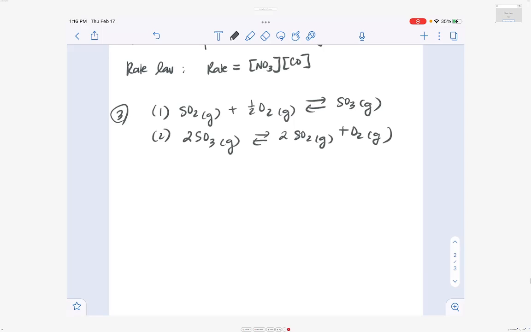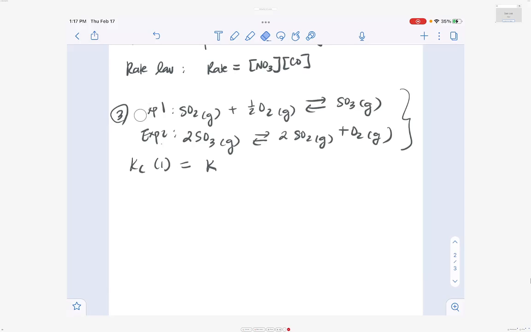The equilibrium constant Kc for reaction 1 was given. It's labeled as K. And then they wanted us to find the equilibrium constant for reaction 2. I'm going to write reaction 1, reaction 2. What can you tell from the relationships between these two?